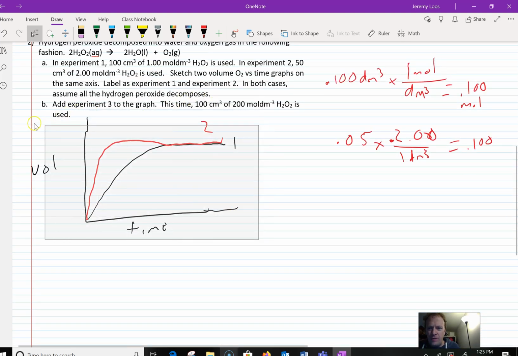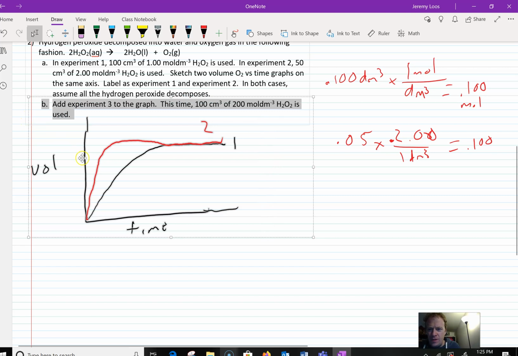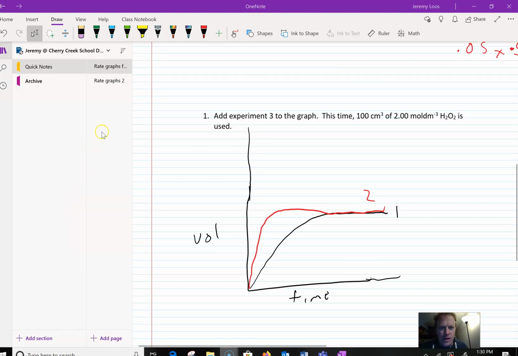I'm going to have to see if I can move this down. Experiment 3, now that I fixed my axes here, 100 cubic centimeters of 2 molar, so that was the concentration in experiment 2, except there's twice the volume, so we're going to be making twice as much stuff. It's going to go up at about the same clip here as number 2. It is going to take a little bit longer because there is more stuff to react.